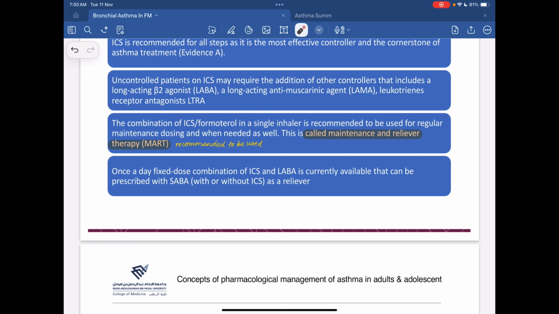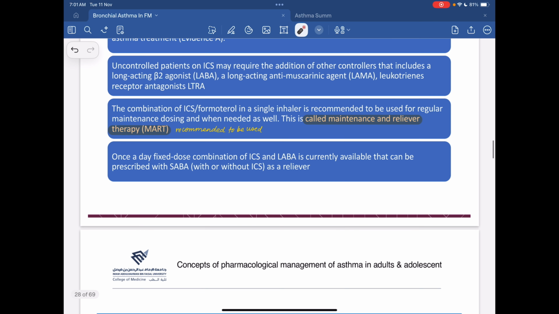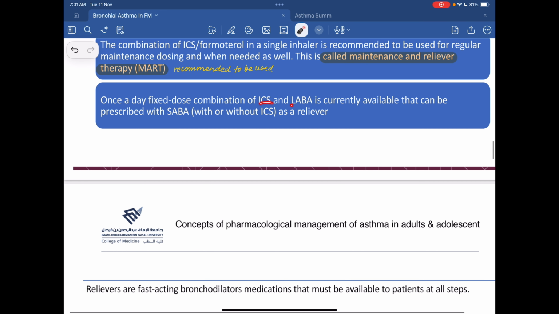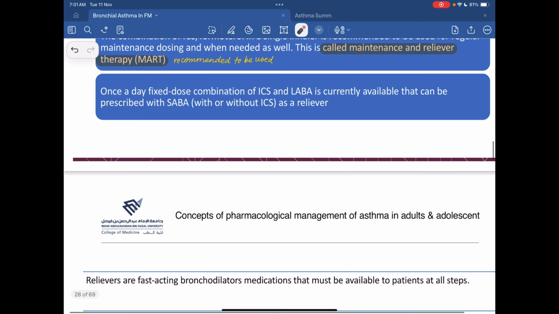طيب, the combination of ICS and formoterol in a single inhaler is recommended to be used for regular maintenance dosing and when needed as well. So هذا قلنا إنه هو 2-in-1. This 2-in-1 thing is called maintenance and reliever therapy, MART. طيب, once a day fixed dose combination of ICS and LABA is currently available that can be prescribed with SABA. So ممكن مو شرط إنه يكون بس ICS ولابا لحالهم, نقدر نستخدم هذا كمينتنس لحاله ونعطي SABA just in case as a reliever therapy.